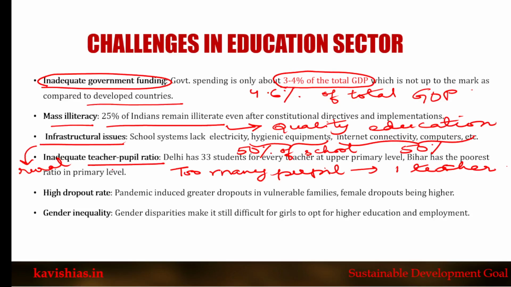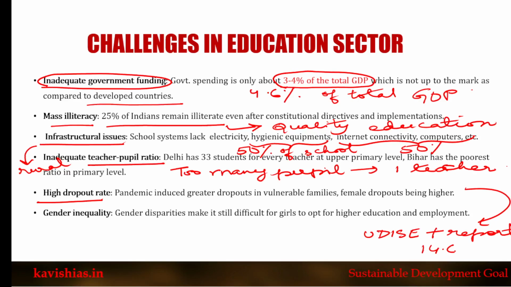And there are high dropout rates. Of course, we know that in the pandemic situation there has been a rise in the girl students' dropout rates. So the annual dropout rate according to the UDISE+ report is somewhere around 14.6%, okay, from the secondary school. So this is something which needs to be fixed.